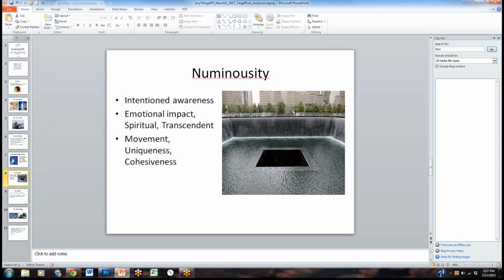Intention awareness is what Stephen Schwartz talks about, and says you'll be able to pick up numinous things easier, and movement, uniqueness, and cohesiveness. I don't think that's part of the definition of numinosity. That's all I'm saying.